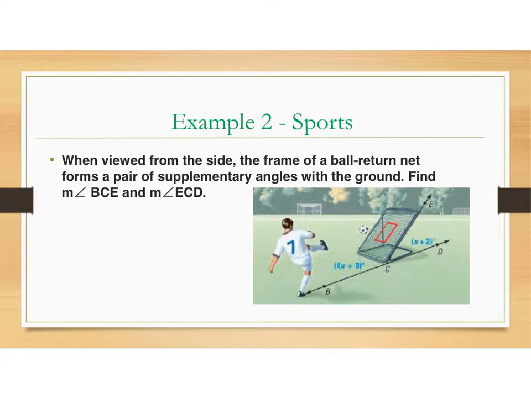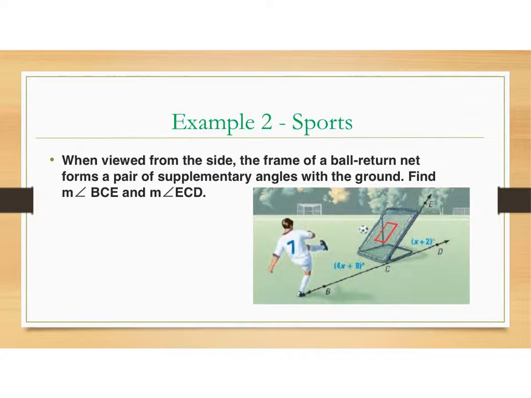All right, here we have an application problem. It said, when viewed from the side, the frame of a ball return net forms a pair of supplementary angles with the ground. Find the measure of angles BCE and ECD. How are we going to go about finding those two angle measures? Isabella? 4x plus 8 plus x plus 2 equals 180.